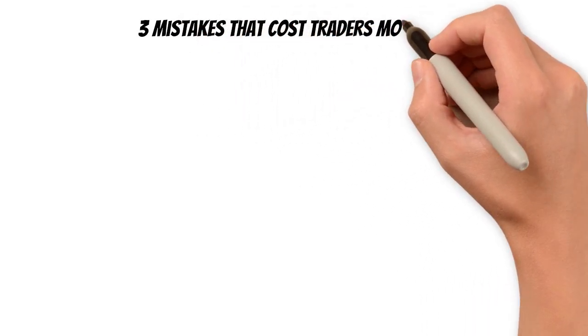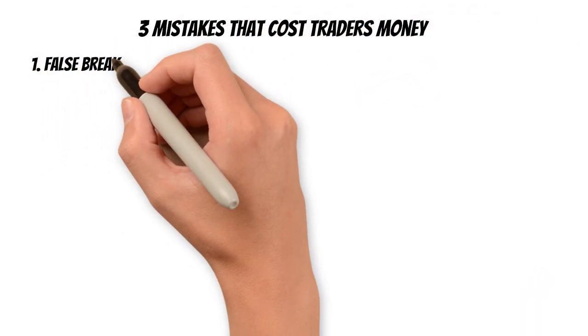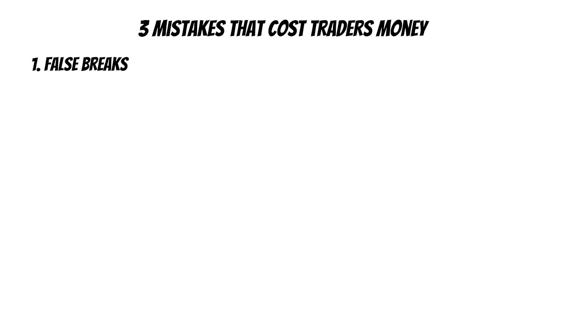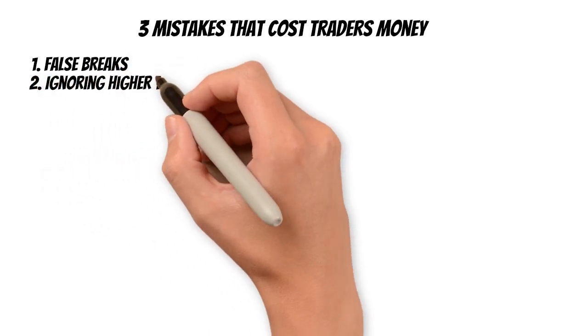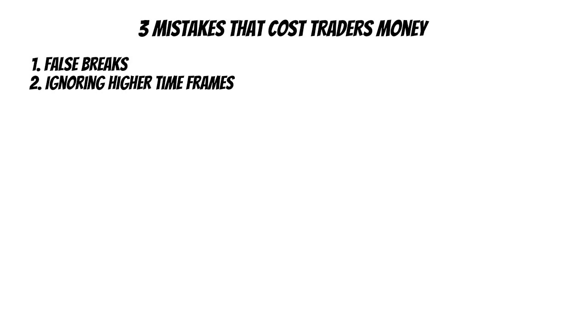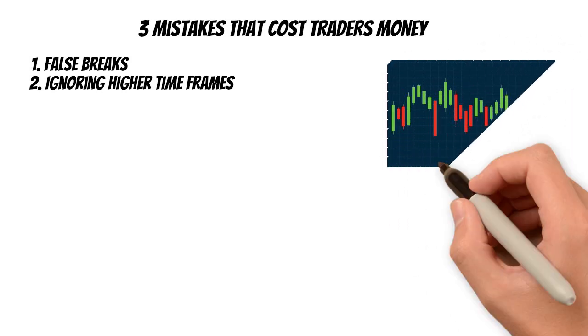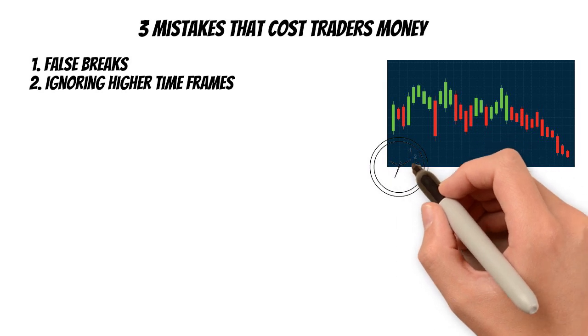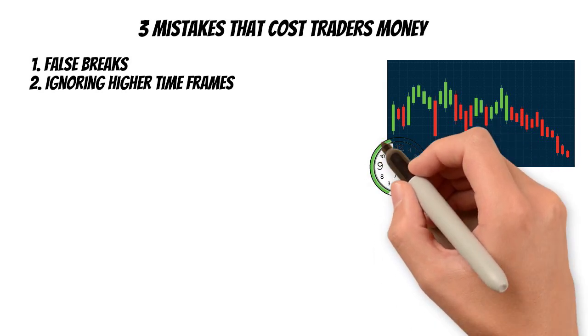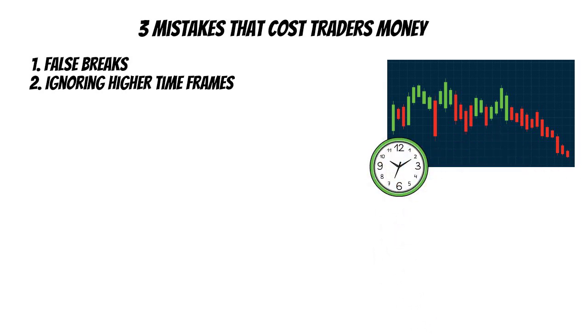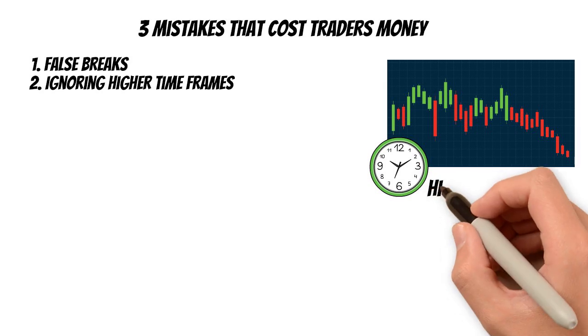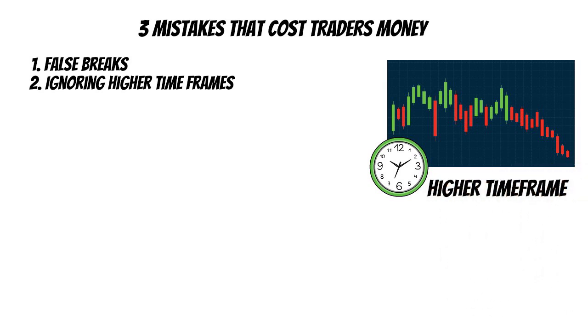3 mistakes that cost traders money. 1. False breaks, entering on a wick instead of waiting for a candle close. 2. Ignoring higher time frames. A 15-minute change of character might look tempting, but if the daily chart is still trending strong in the opposite direction, that lower time frame signal is often just noise.